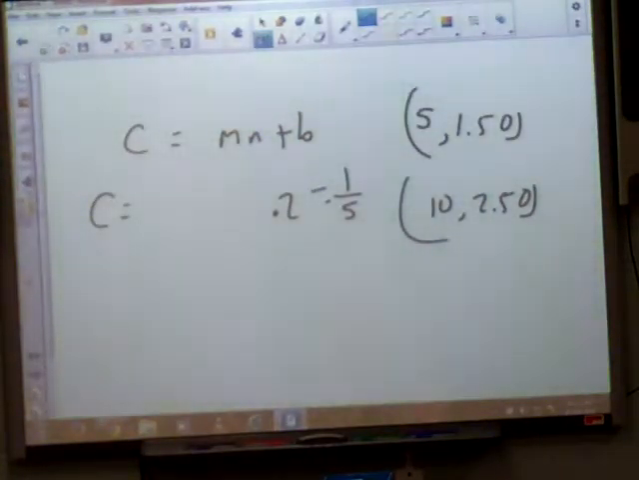So I'm looking at C equals 0.2 n. It used the n, didn't it? C equals 0.2 n. In the choices, there's only one of them that has that slope. There's only one of them that has a 0.2.